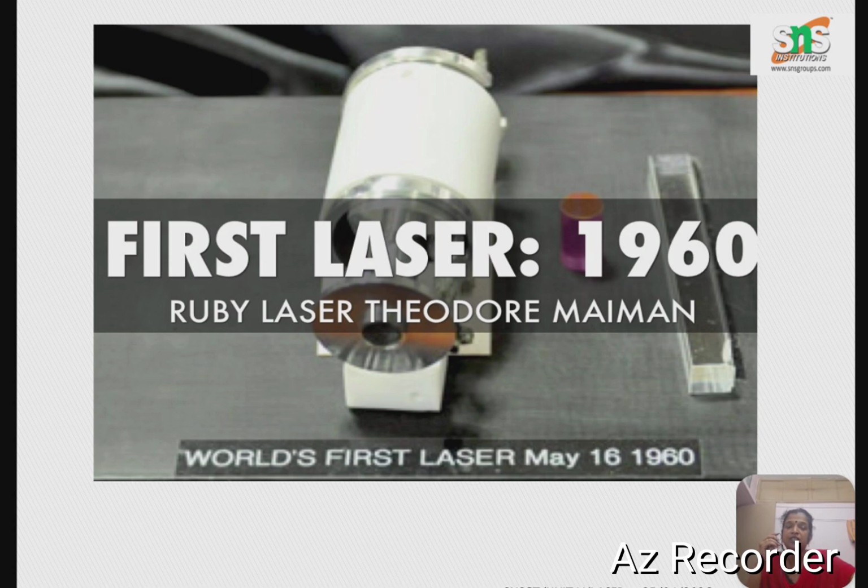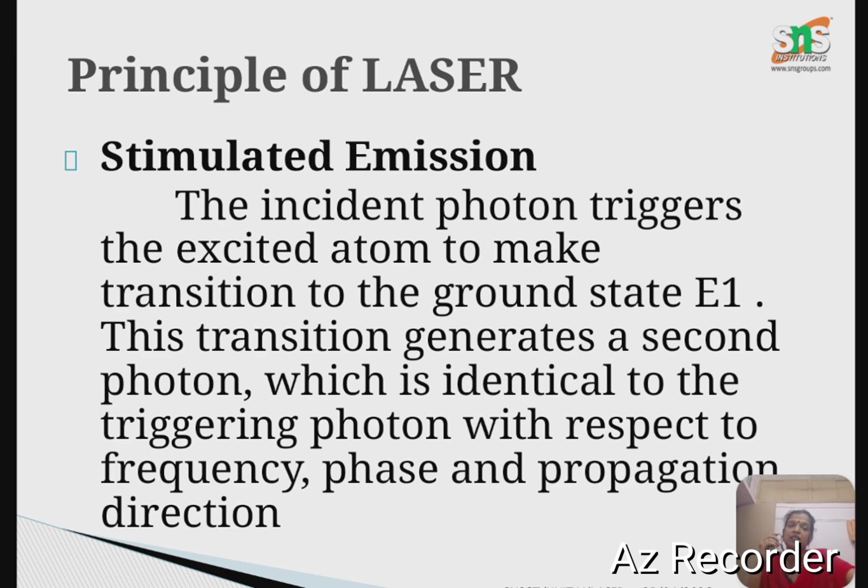So this is the first laser we can see in the picture. This is nothing but a ruby laser. And then the principle of laser is nothing but stimulated emission. Here the incident photon triggers the excited atom to make transition to the ground state E1, and this transition generates a second photon which is identical to the triggering photon with respect to the frequency, phase and propagation direction.